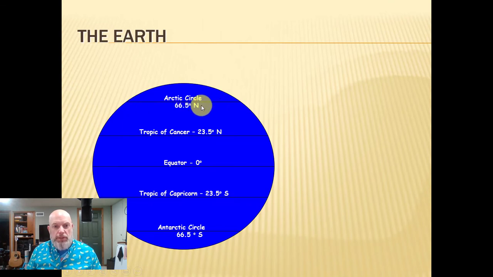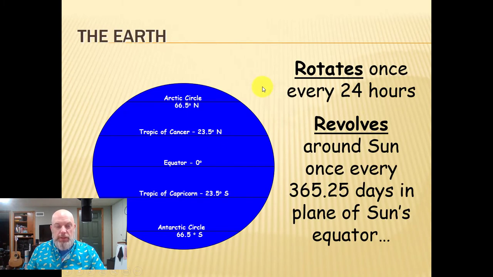And then up here, the Arctic Circle, 66.5 degrees north. The Antarctic Circle, 66.5 degrees south of the equator. So there's a reason for all those lines. They're not just randomly chosen. They have to do with the seasons. We mentioned this already, I believe.